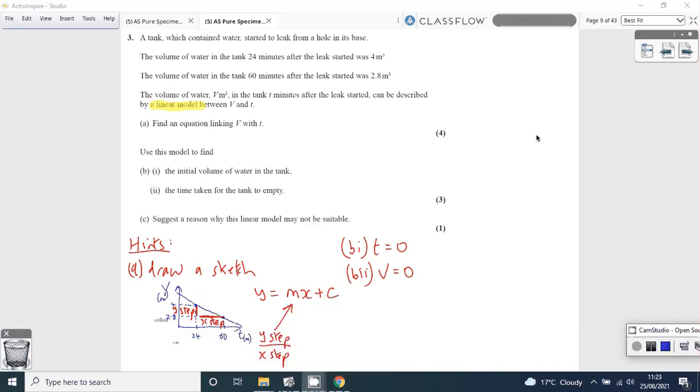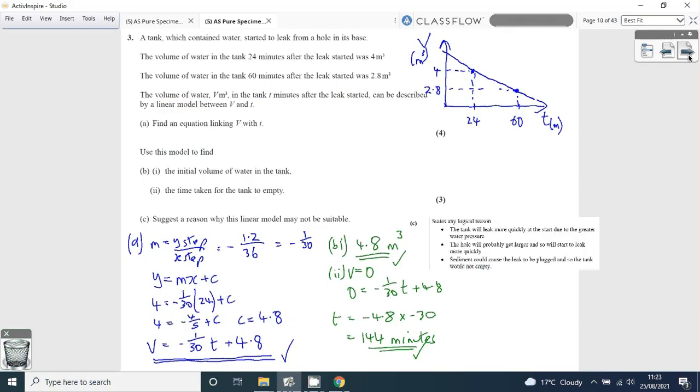So the solution for question 3. So we've got the sketch as discussed in the hint a bit earlier on. So our gradient I'm going to work out from the y step, which is from 2.8 to 4, this length here, which is 1.2, over our x step of 60 take away 24, which is 36.